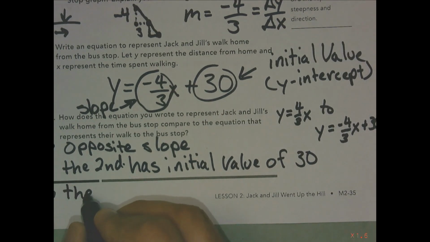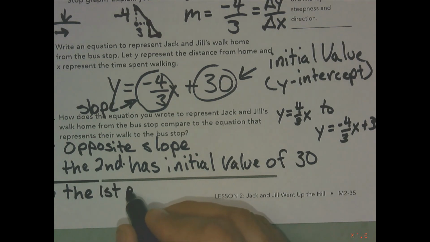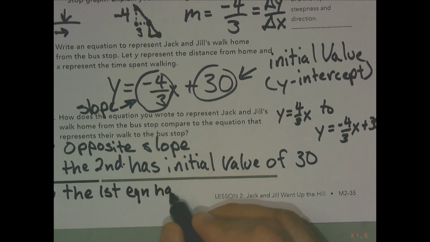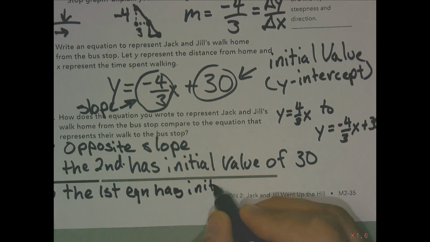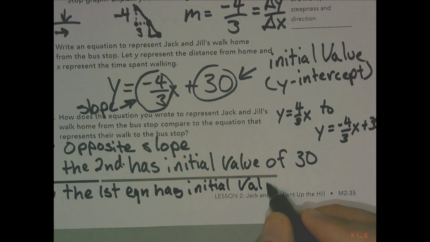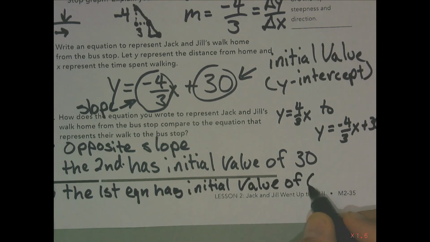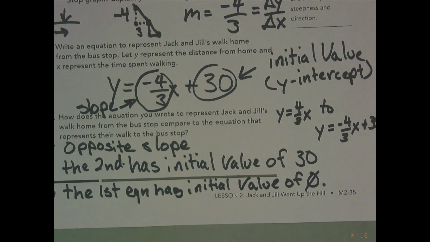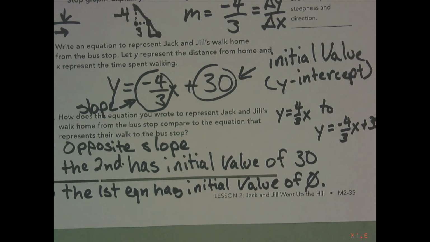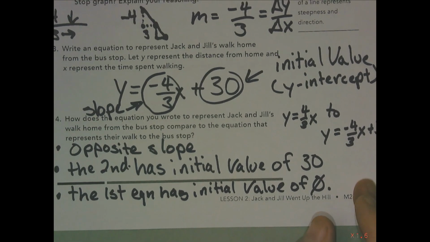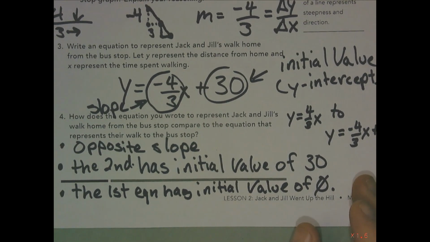So you could say the first equation has an initial value of 0. Now, the second one is somewhat translated up, but I like the way that I worded it a little better. Mathematically, we start at 0 when we're walking to the bus stop. I'm going to give you a second to write that down, then we'll look at the graphs, and I'll explain it while we have the graph on the screen.